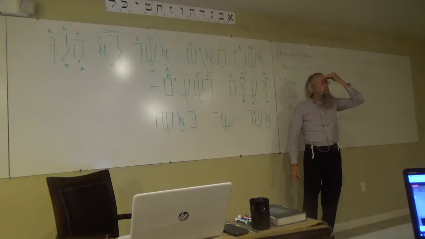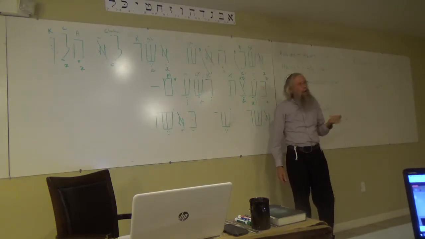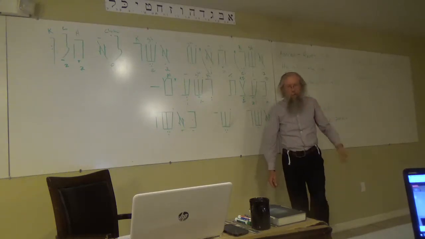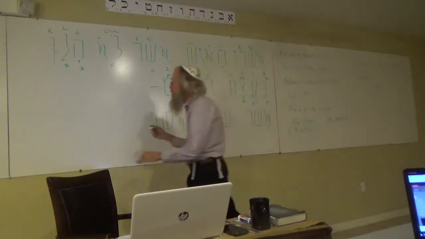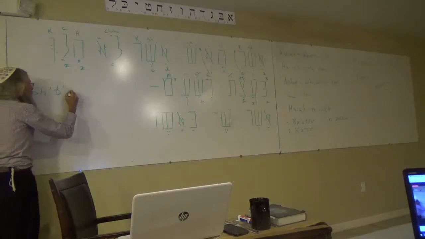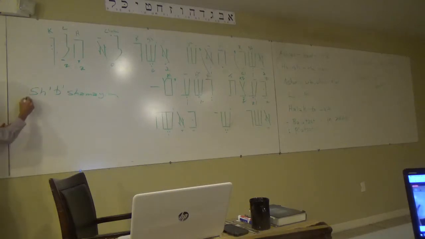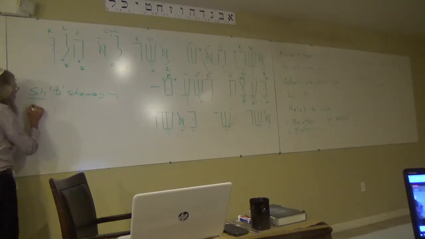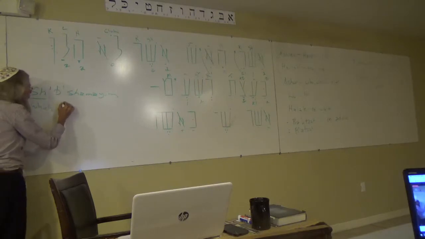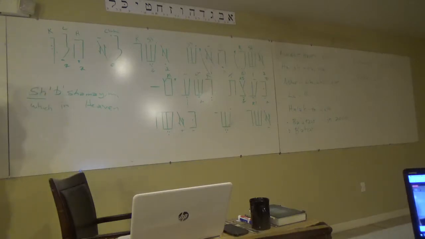So on Shabbat, we say Avinu She-ba-Shamayim. We shorten it to Avinu Shebashamayim, right? But literally, it is Asher ba-Shamayim. Which or who, literally? Who in heaven. Which in heaven. So, Avinu, everyone? Avinu. Which means what? Our Father.